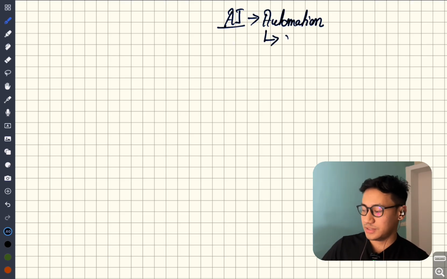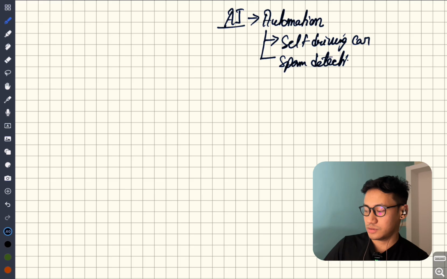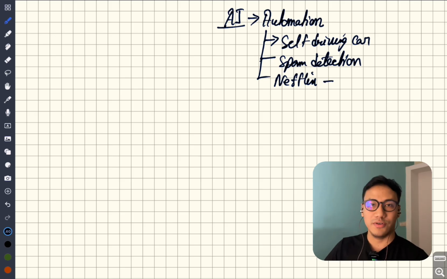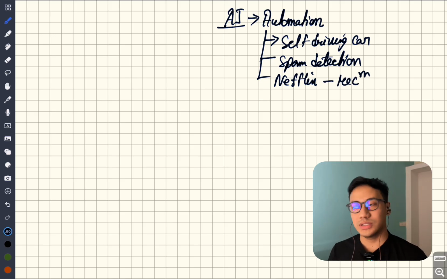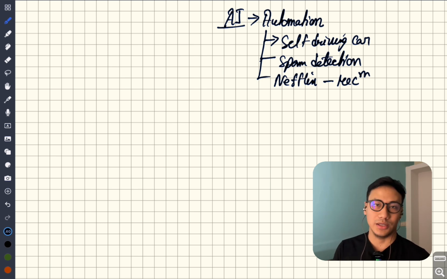Example, self-driving car. Some more examples: spam detection. Netflix. In Netflix, we see movie recommendation. So these are some examples of AI. When we say AI, we can understand it by these applications.